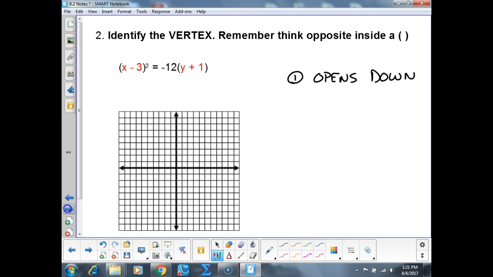All right. So that was step 1. We said x is squared, so it opens up or down. The 4p was negative, so it's going to open down.